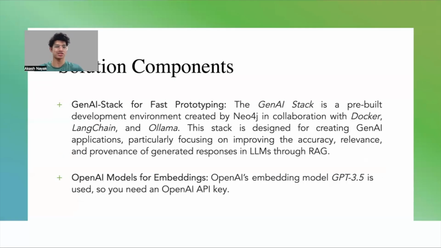The next one is the GenAI stack, which is used for fast prototyping. This GenAI stack is a pre-built development environment created by Neo4j in collaboration with Docker, LangChain, and Ollama. In our project, we'll only be using the LangChain component for the development of our service. The last one is the OpenAI model that we are using to get the embeddings. So we have purchased the OpenAI API key for the project to get the embeddings of the data that we are going to use to feed into our knowledge base.